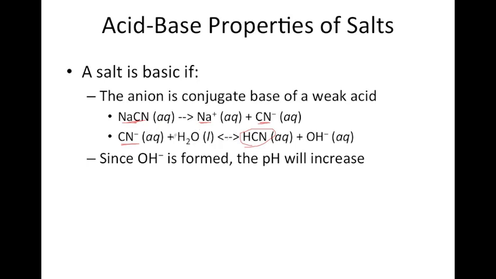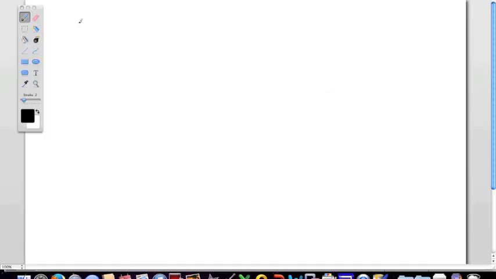So therefore, if we're pulling a proton off of water, then we increase our concentration of hydroxides. This would be my conjugate base for this dissociation reaction, and therefore the pH will increase. So let's look at a couple more examples.